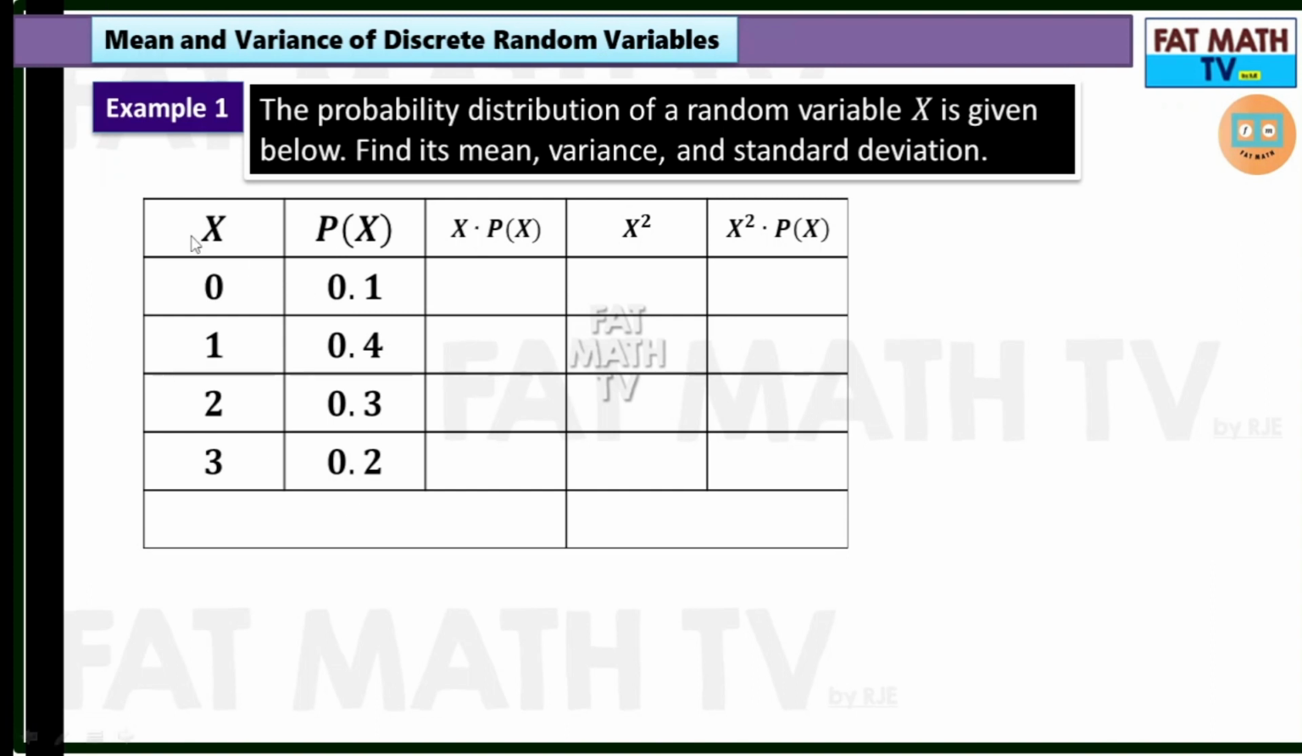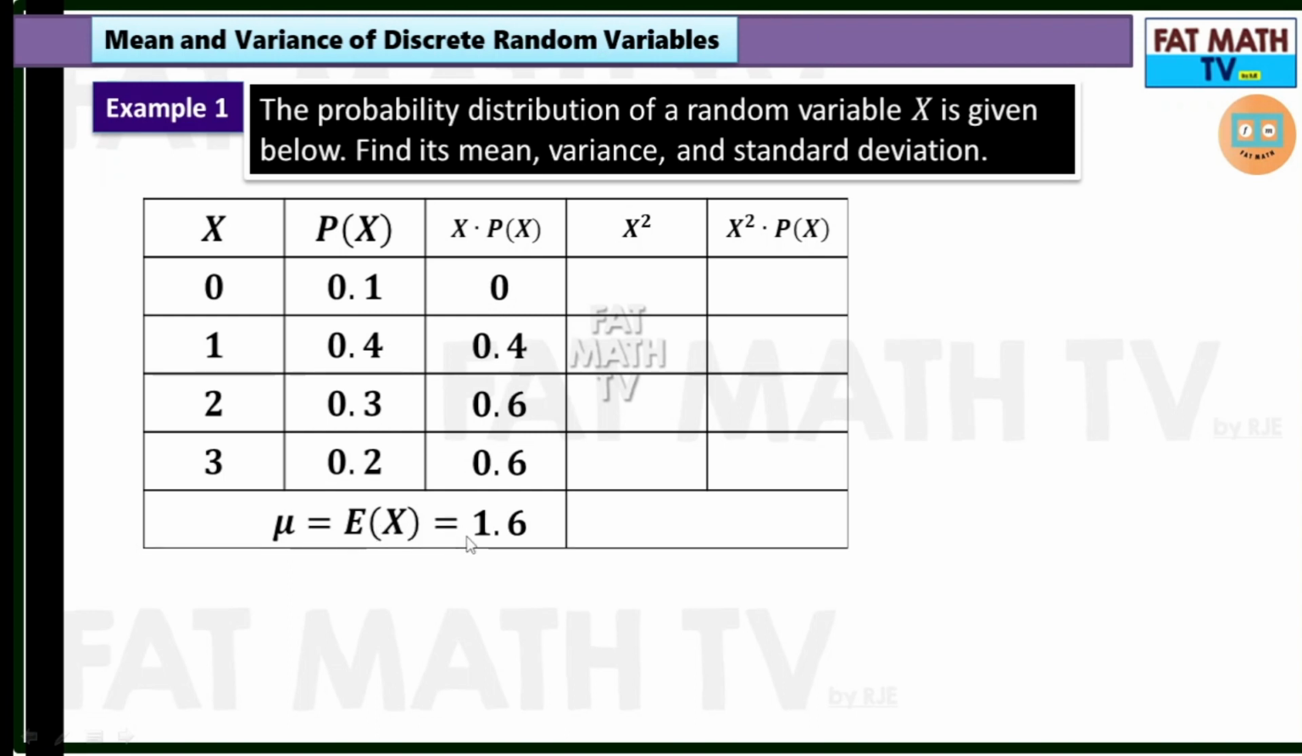So, 0 times 0.1, that is 0. 1 times 0.4 is 0.4. 2 times 0.3 is 0.6. 3 times 0.2 is 0.6. And you add these all, you get 1.6. That is the mean. The mean mu. This is the Greek letter mu that represents the mean, or we can also have E of x, or the expected value of x.